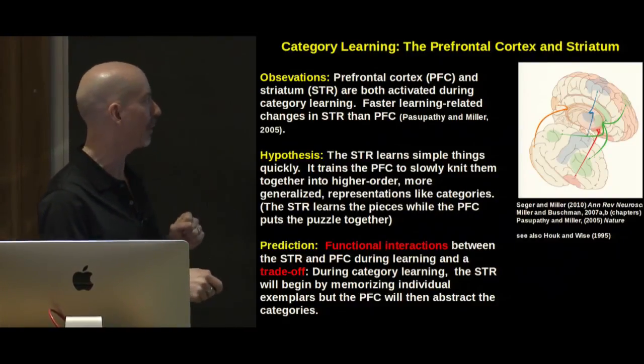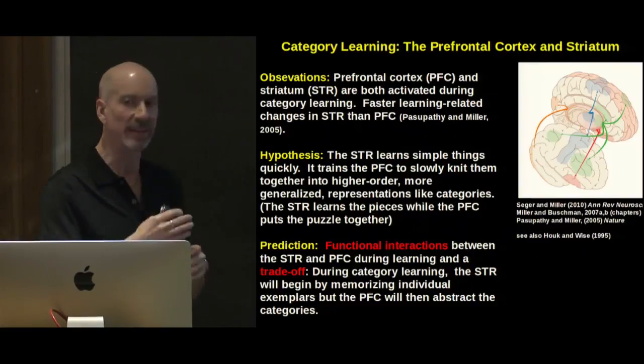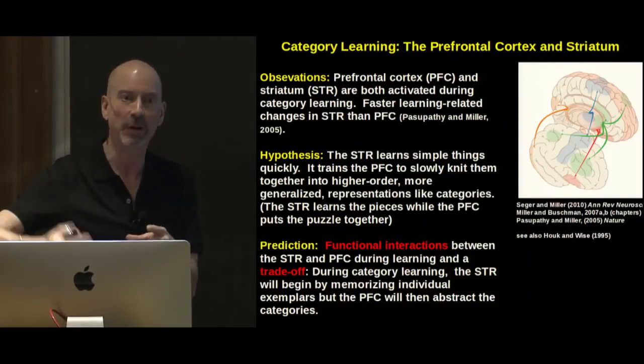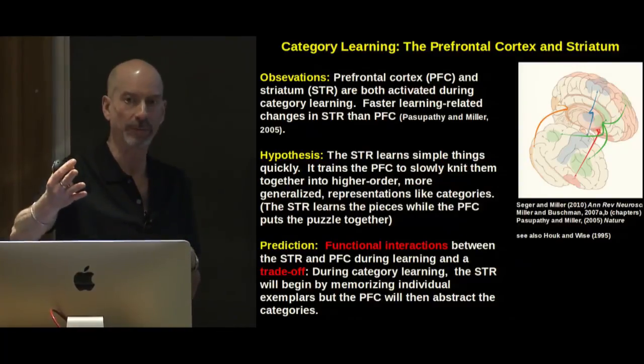That during category learning, the striatum will begin by memorizing individual exemplars, and then when the animal actually starts picking up on the categories, that's when the prefrontal cortex will take over.